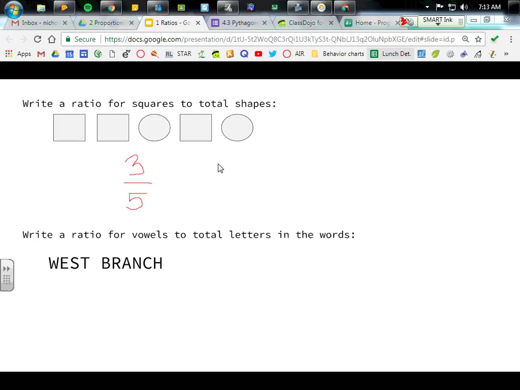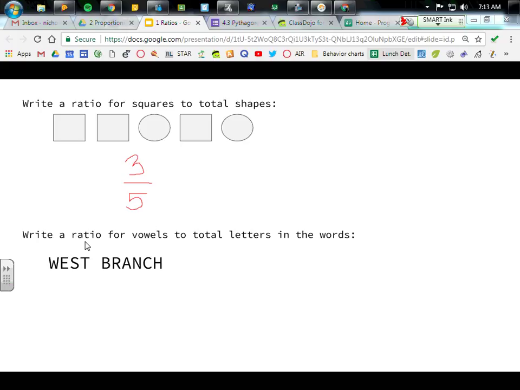Another thing about ratios, kids don't like to have improper fractions. They don't like to have fractions where your numerator is greater than your denominator. With ratios, that's going to happen quite often. So we kind of have to get over that feeling. We're just going to have to accept that.